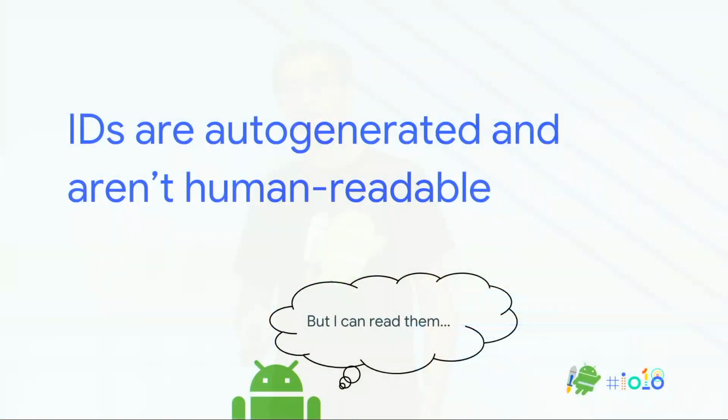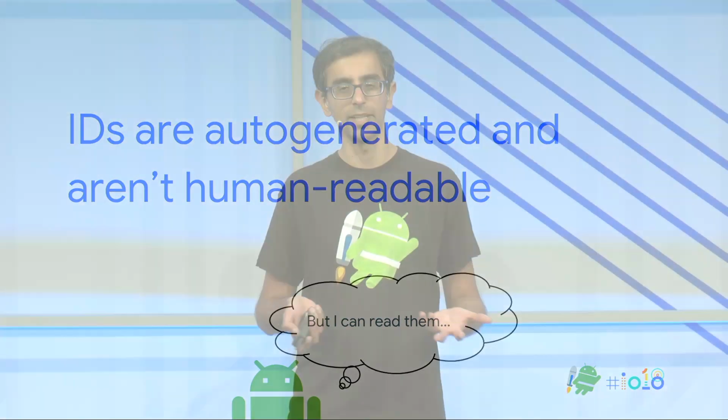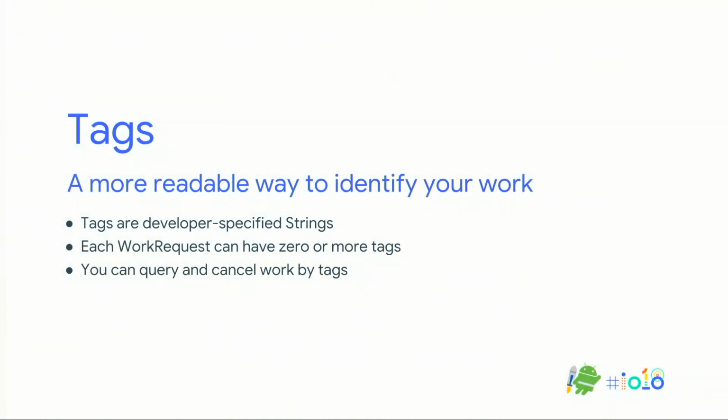OK, so let's talk a little bit more about tags. And tags are solving this problem. IDs that I just told you about are auto-generated. They're not human readable. They're actually UUIDs under the hood. And you can't really understand them. They're not useful for debugging. If you log them, they're not going to make sense. What kind of work was running? I don't know. It's just some big number. I don't know what that is. Tags solve this issue. Tags are a readable way to identify your work.